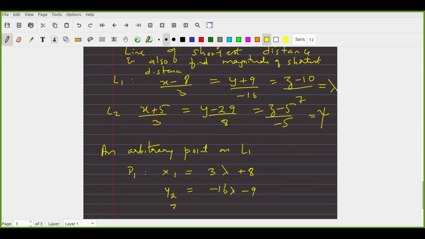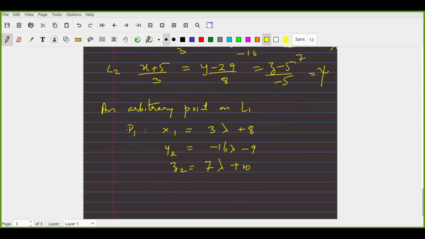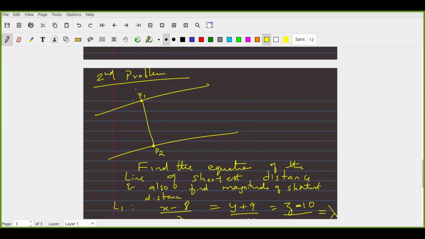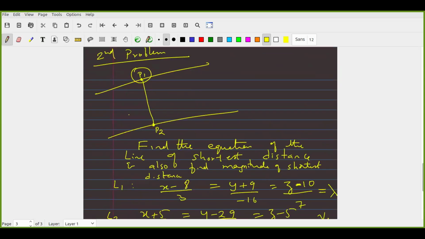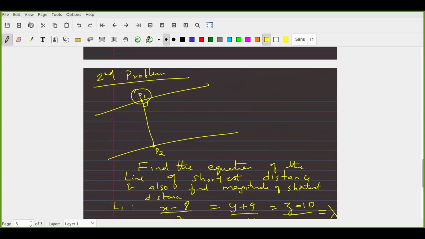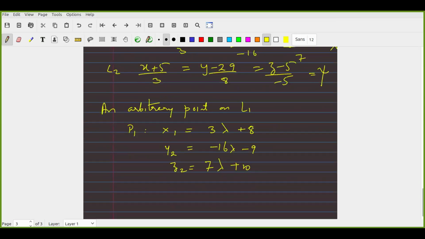And Z2 equal to minus 7 lambda plus 10. See, this minus 10 will go that side as plus 10. So this is what I assume this point to be, having the coordinates 3 lambda plus 8, minus 16 lambda minus 9, 7 lambda plus 10. If you get hold of the lambda according to the condition that this is perpendicular, etc., then we will exactly pinpoint a concrete point here. This is still not concrete.